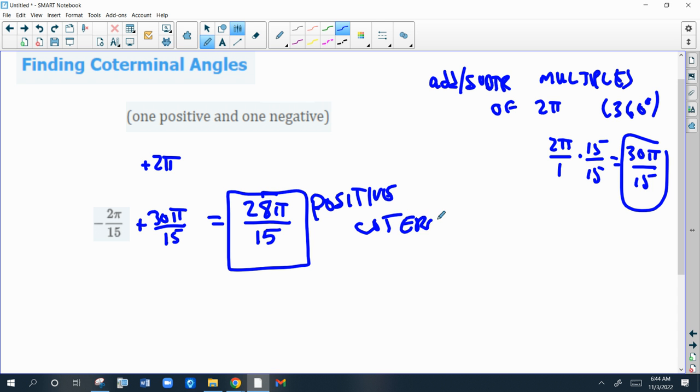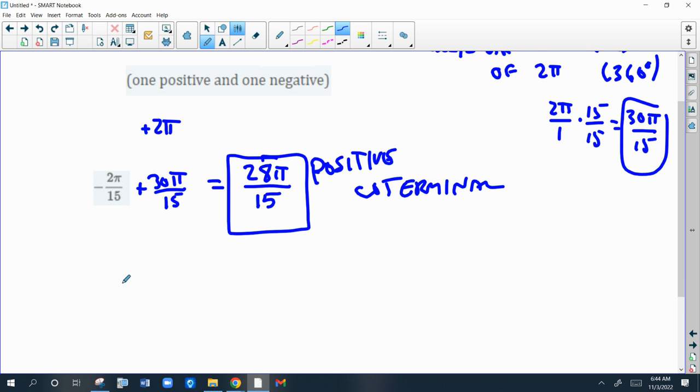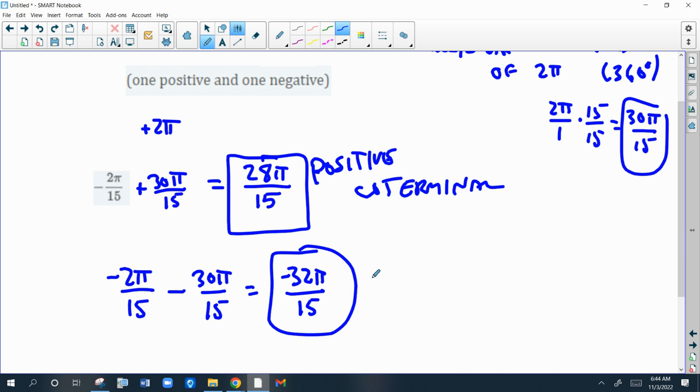To get the negative, now you just subtract 2 pi. So I'm starting out with negative 2 pi over 15, and I'm going to subtract 2 pi, which is 30 pi over 15. Negative 2 pi minus 30 pi is negative 32 pi. The common denominator remains the same, and there's my negative. So this is very simple. Practice a few, and you got it. So that is it.